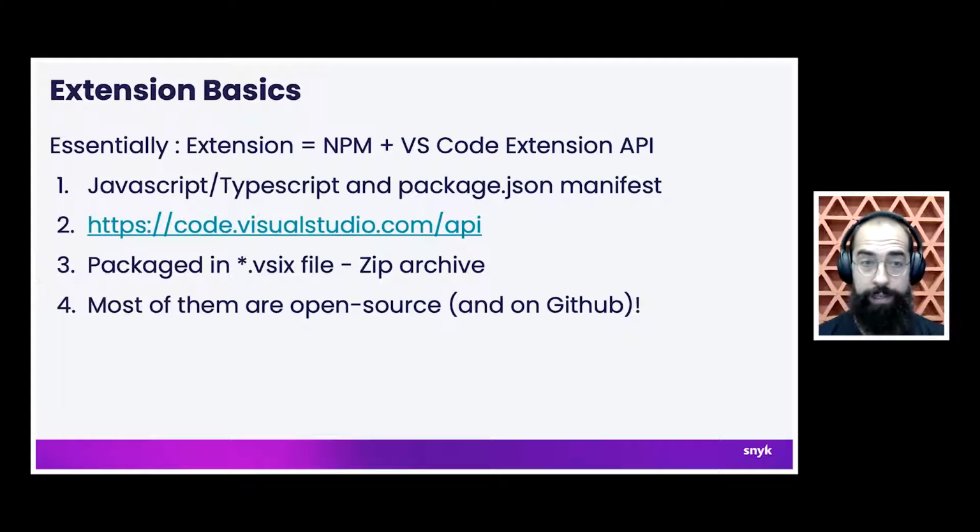So what is an extension? It's essentially an NPM package with added Visual Studio Code extension API that allows the developer to create all kinds of triggers to run the extension integrated with Visual Studio Code itself. So basically you will have your JavaScript and TypeScript source code with the package JSON manifest, along with the API, all bundled in the VSIX zip archive format. Also important to notice is that most of these extensions are open source, so you can see their actual code hosted on GitHub or other source hosting platforms.